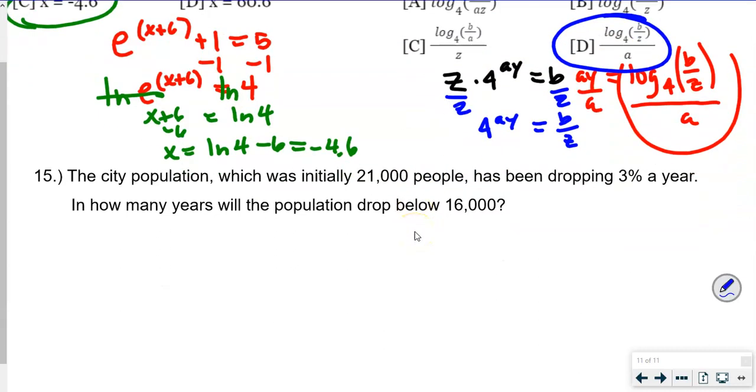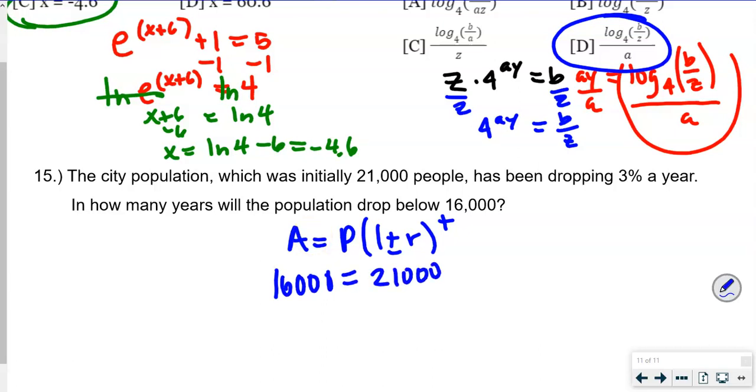The city population, which was initially 21,000 people, has been dropping by 3% a year. In how many years will the population drop below 16,000? So this would be just a normal A equals our starting amount, 1 plus or minus our rate of interest, to our t power, right? Okay, so this time, however, we know that we want our 16,000 as our A because that's going to be our final result, right? 16,000, sorry. And that's equal to our 21,000. And if it's dropping, we're going to do 1 minus our 0.03.